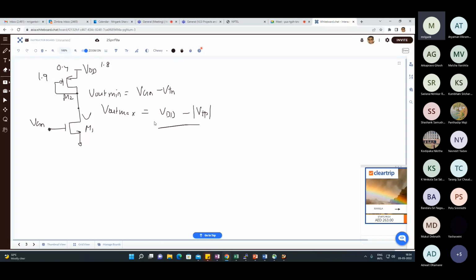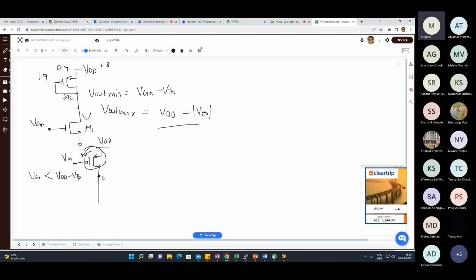So the max value is this. In general, if you had the current mirror load, what was the condition? Whatever is the VG, this is your VDD, and you have some VSG drop. VSG will have some overdrive, especially because the W by L of this one is pretty low. In order to get good gain, we were trying to keep the W by L of this one low. So VSG in this case may be sufficiently greater than VT. So we are assuming that VG is significantly lower than VDD minus mod VTP.